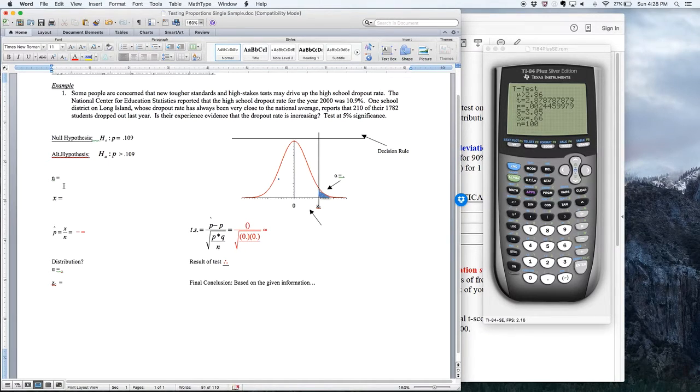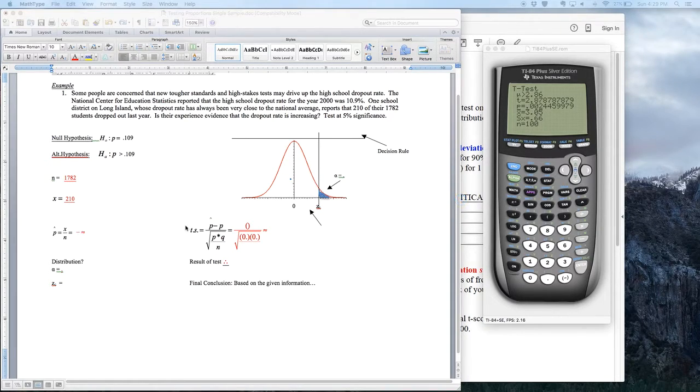Now let's jot down what they give us in the question. The sample size, N, was 1,782. X, the number of people that say yes to the question, in this case how many students dropped out, was 210 in their sample. And then obviously that's going to give us a P hat. Let me underline this. P hat is X divided by N, in other words, 210 divided by 1,782. What is that percent?